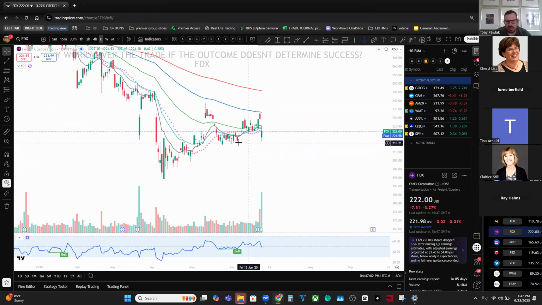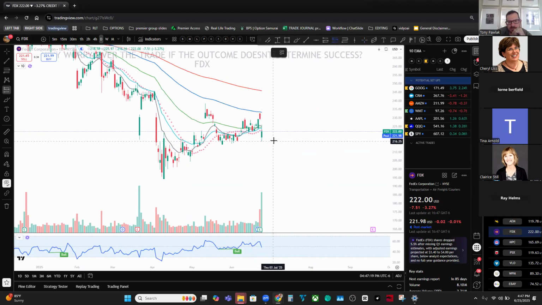But this is at such a strong support that if we were to take this out, it actually could move a lot lower. So earnings came through and we gapped down. I don't mind this one actually. This is FDX, FedEx.